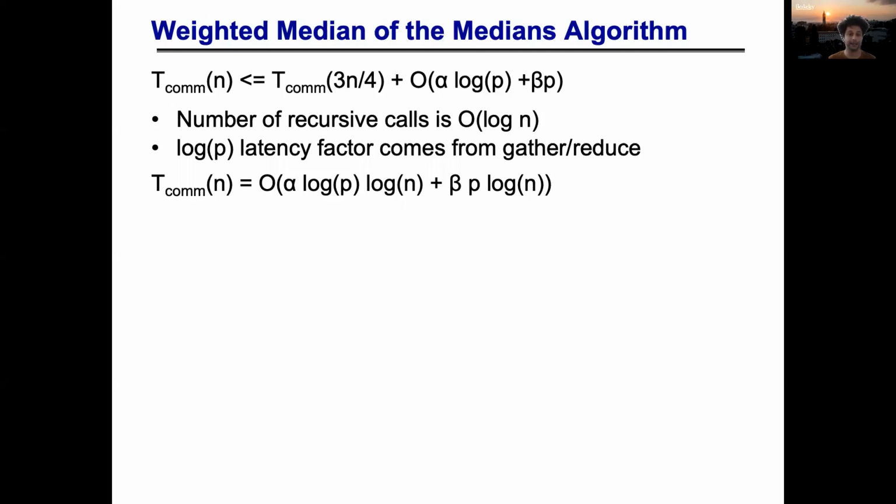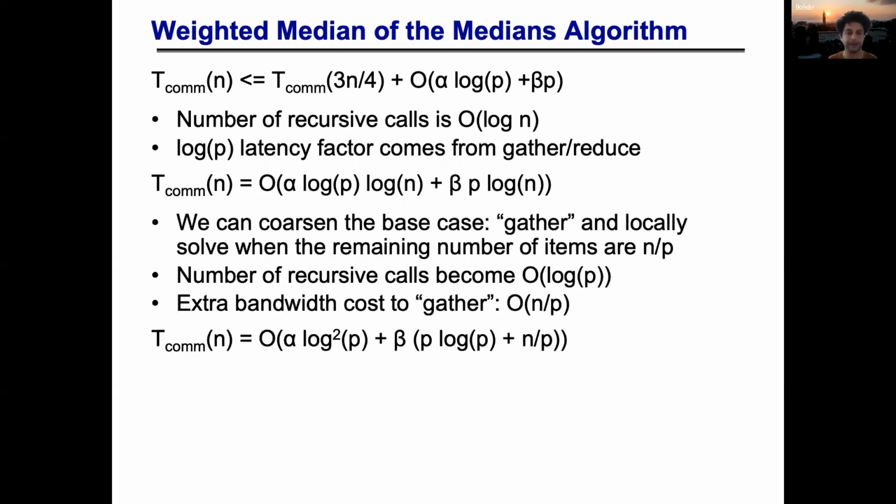So you can find any k-th order element, the k-th smallest element, with the same algorithm, with a communication cost less than or equal to 3n over 4, because of the recursion, we're getting rid of 1 over 4 of the size, plus a latency term of log p, which comes from all-gathers and reductions, plus order p, because I need to gather the medians list so that I can find the weighted medians. And that's all.